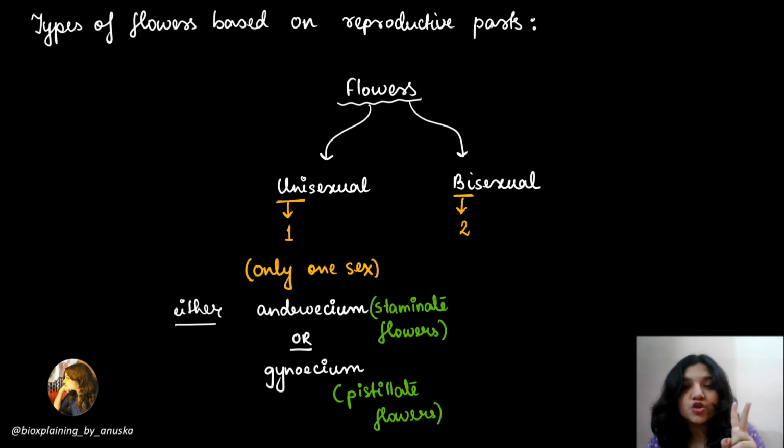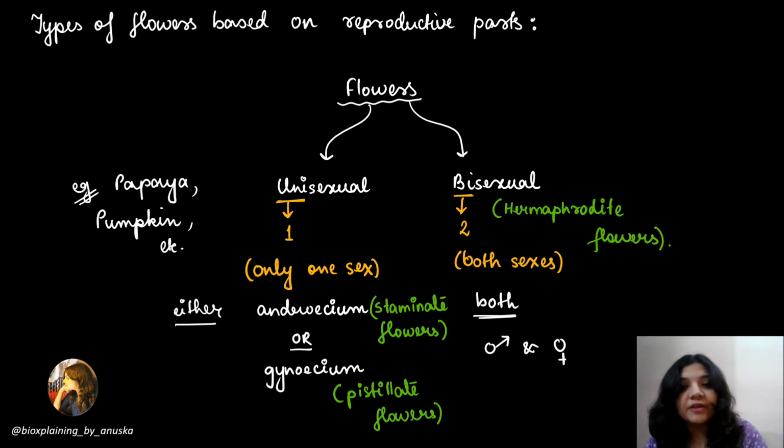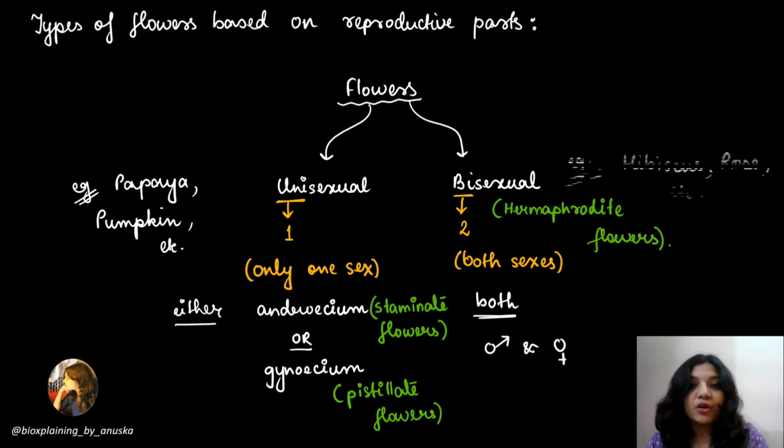Bi means two. That means that both the sexes are present. The male part as well as the female part is present in such a flower. These flowers are also known as hermaphrodite flowers. So for example of unisexual flowers, we can have papaya, pumpkin, etc. And for example of bisexual flowers, we can have hibiscus, rose, etc.